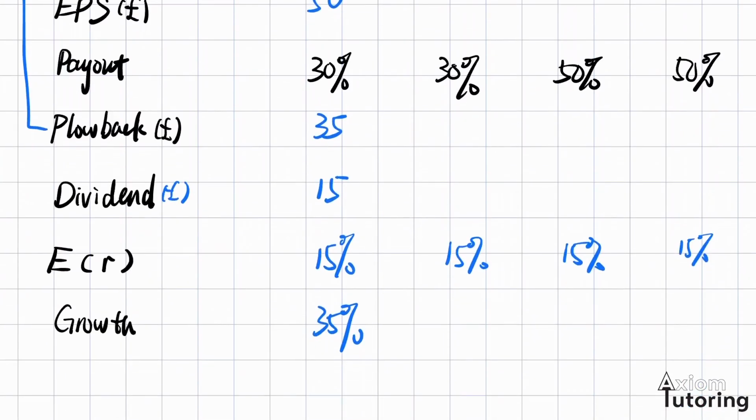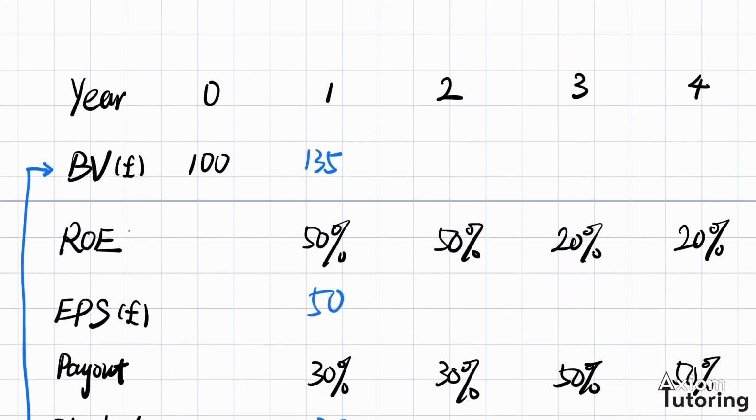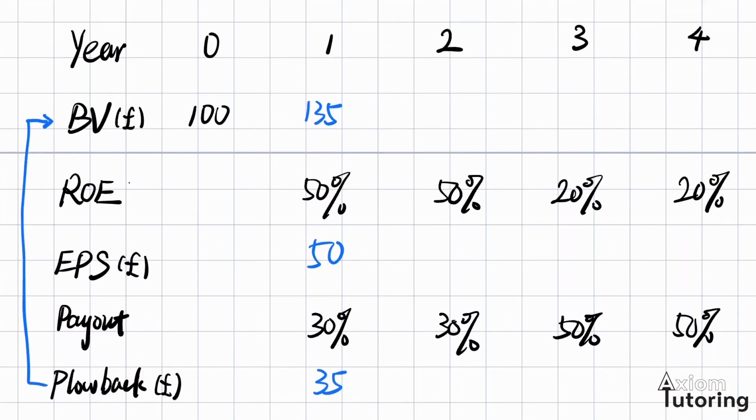As we can see, the growth rate here is larger than the expected return, so we cannot use the Gordon growth model or the dividend discount model. But luckily, this growth does not hold forever. So let's continue with year 2. We have ROE at 50% again, so the earnings for year 2 are going to be 135 multiplied by 50%.